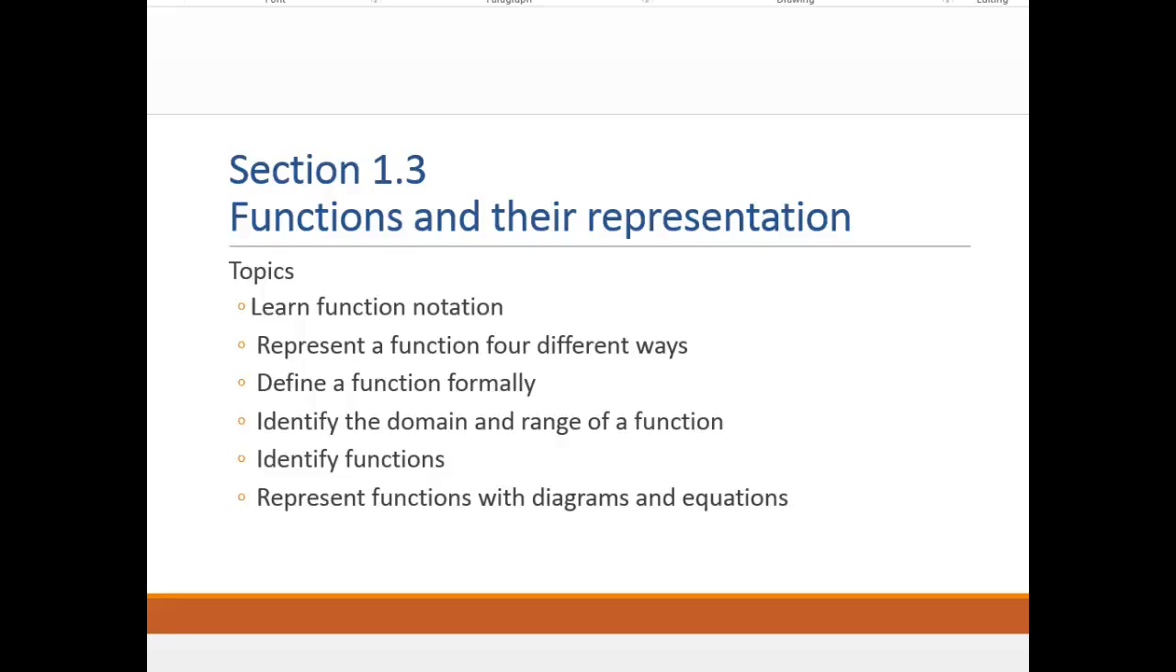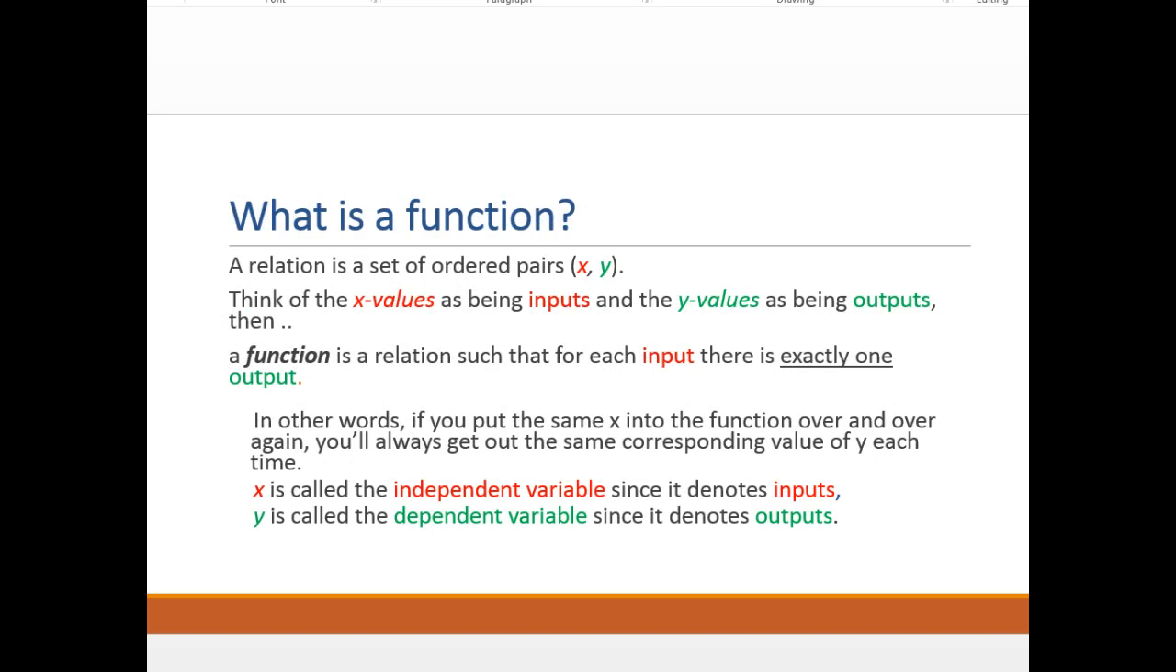Section 1.3, functions and their representations. So what is a function? If you remember from last section, we talked about ordered pairs, x comma y. If we think of the x values as being the input and therefore the y value as being the output, we plug in an x and get out a y. Then a function is basically a relation that for each input there's exactly one output.